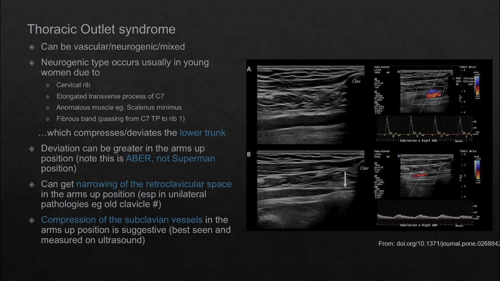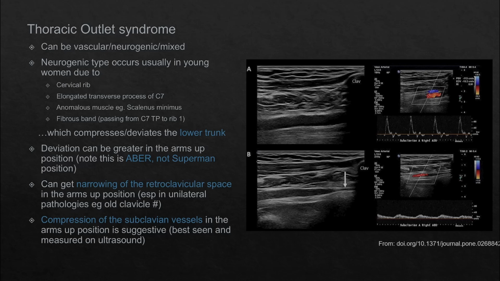I'm sure, as you know, the most well-known is the cervical rib, but you can also get elongated C7 transverse processes, in which case there is a fibrous band analogous to the cervical rib passing from the C7 transverse process to rib 1. And in the minority of cases, you may have an anomalous muscle, for example, a particularly wide and stiff middle scalene, or an accessory scalenus minimus, to name two.